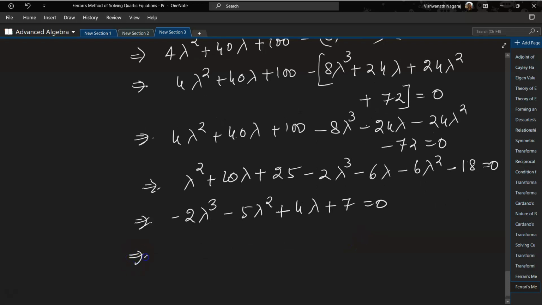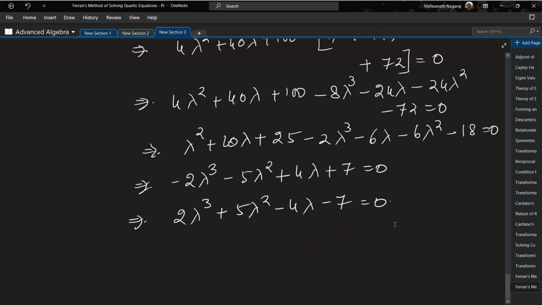Okay, let's take care of that minus in the beginning. So 2 lambda cube plus 5 lambda square minus 4 lambda minus 7 equal to 0. Again, let's use the rational root test. What does it say? An is equal to minus 7. A naught is equal to 2. So the factors of this are 1 and 2, and here the factors are 1 and 7. So the roots will be 1 by 1, 1 by 2, 7 by 1, 7 by 2.